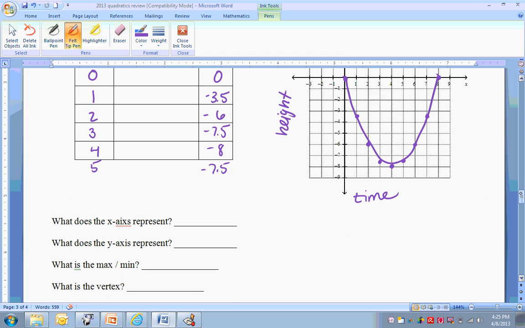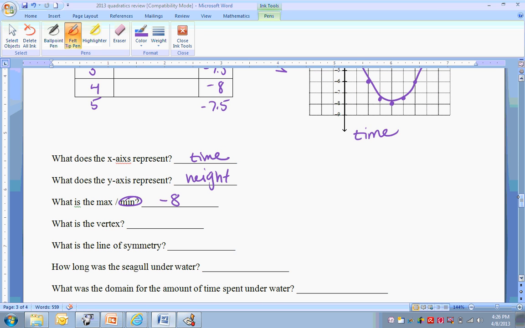Okay. So what does the x-axis represent? Well, it represents time. The y-axis represents height of the seagull. The max or min, well, this one has a min, and that is at -8. It reaches its depth at 8 feet, so -8 feet is the minimum. The vertex is at (4, -8), so at 4 seconds, it's -8 feet. And then the line of symmetry is always the x value of my vertex, so it's x equals 4.